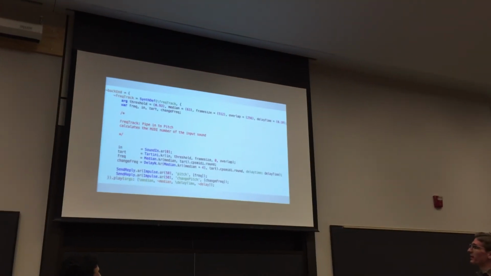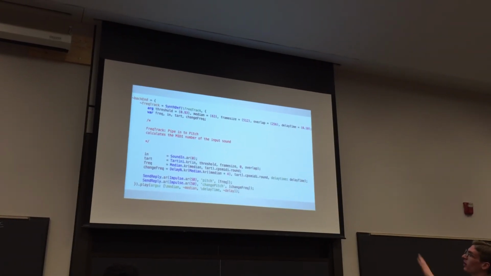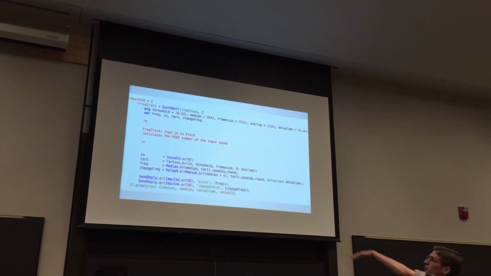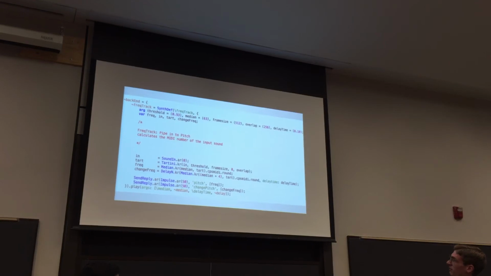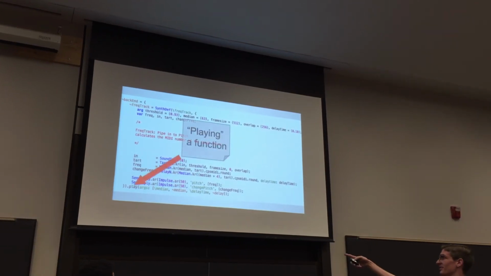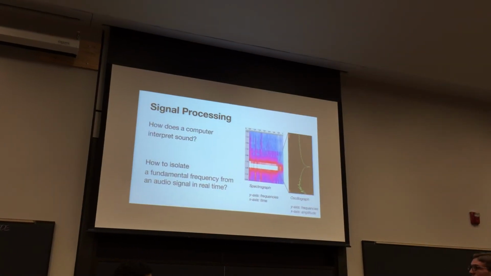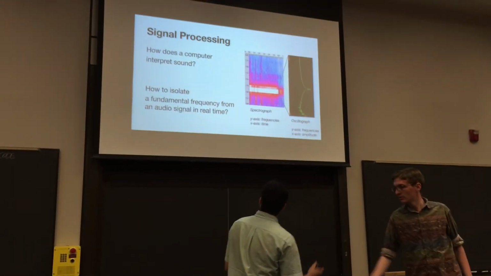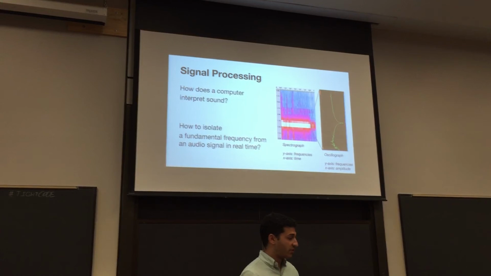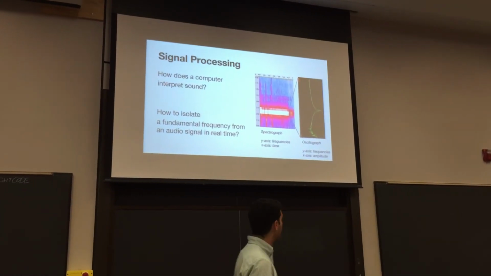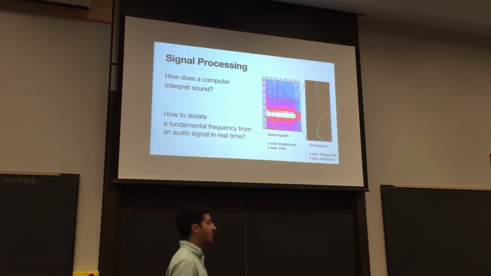So here you can see a bit of our code that we use. This was the part that was actually tracking the frequency of the incoming information. And down here you can see it's actually playing that function. Okay. So now that we have a structure to process the signals, let's see what the actual signal looks like.